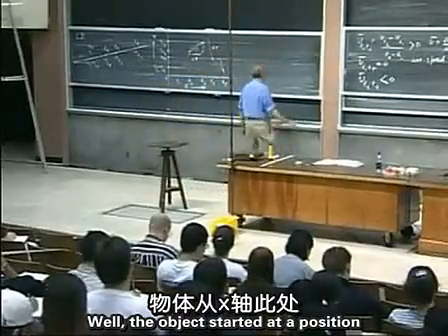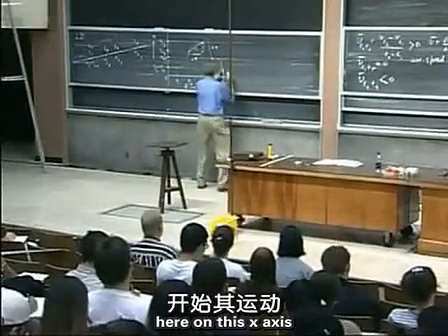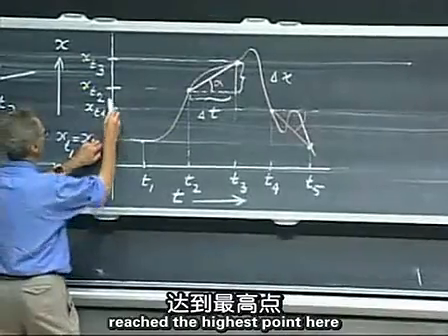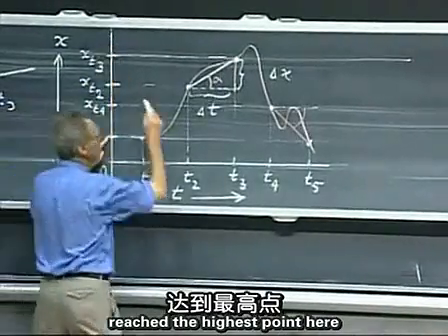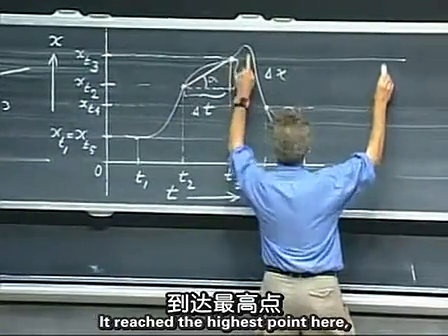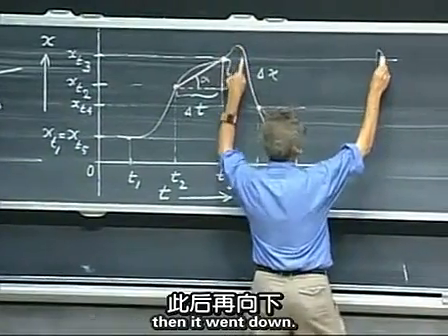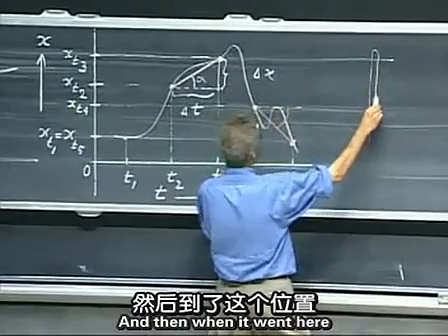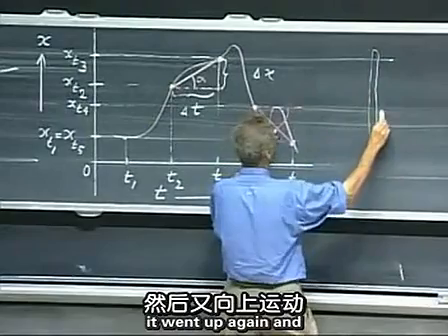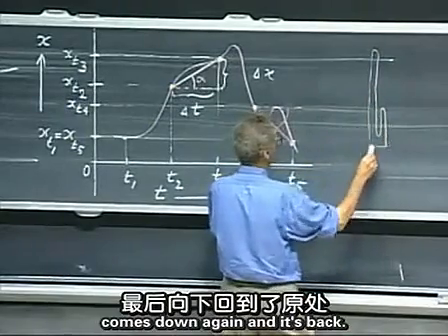Well, the object started at a position here on this x-axis, and then it went up, reached the highest point here, so I'll make a drawing for you here, reached the highest point here, then it went down, and then when it went here, it went up again, and it comes down again, and it's back.